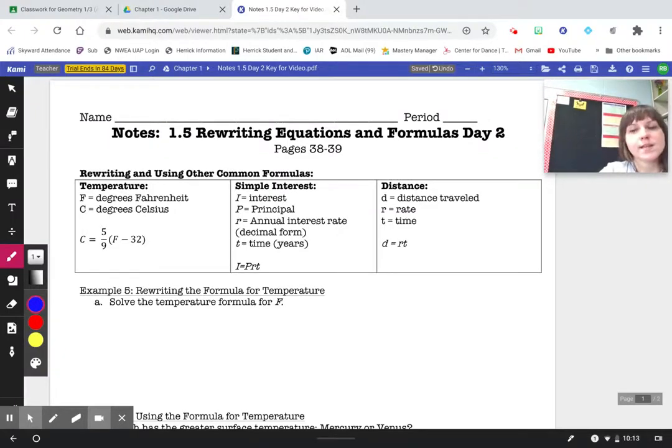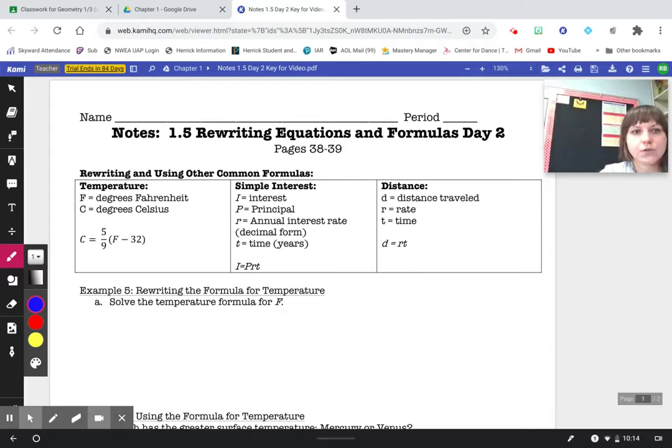Hello, we're going to take notes on section 1.5, day 2, rewriting equations and formulas. We're going to use these three formulas on the top of the page for these notes. The temperature formula has Celsius is equal to 5/9 times Fahrenheit minus 32. Simple interest is interest that you earn is equal to your principal amount times your rate times time. Time is given in years, and your interest rate is written as a decimal, not a percent. And then distance formula is distance is equal to your average rate times time.